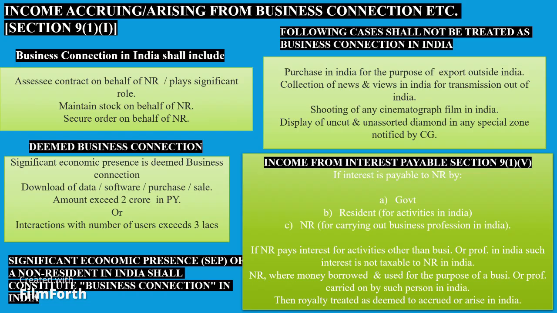Next point. Consideration for use or right to use of computer software is royalty. The consideration for use or right to use of computer software is royalty by clarifying that transfer of all or any rights in respect of any right, property, or information includes and has always included transfer of all or any right for use or right to use a computer software, including granting of a license, irrespective of the medium through which such right is transferred.